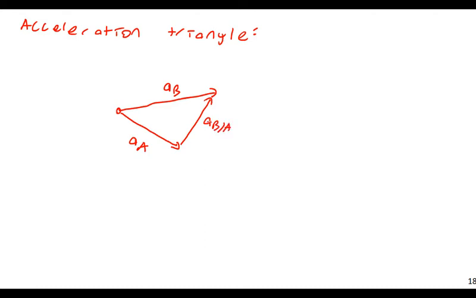But then the acceleration of B with respect to A would itself be made of two components, the tangential and the normal component. And that's what I was trying to squeeze onto the other diagram. So the tangential and the normal component.